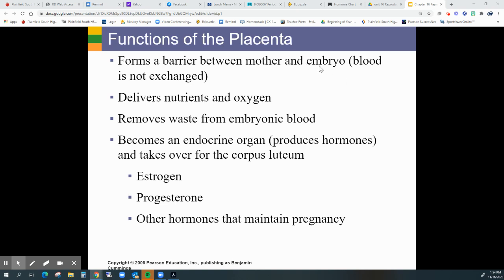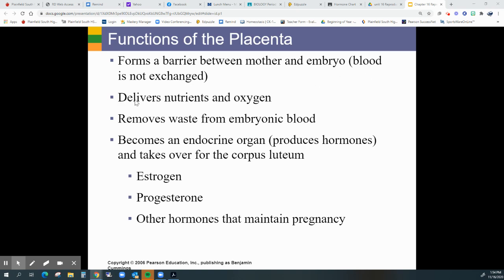It's also one of the reasons why the mother and the baby can have different blood types, because there is no exchange of blood here, just simply nutrients. The only problem is that we can have some issues with pregnancy if the baby's blood type is one and the mother's is another. Usually if the mother is negative and the baby is positive, we can end up with some issues. But I think we have a slide that will talk about that here in a little bit.